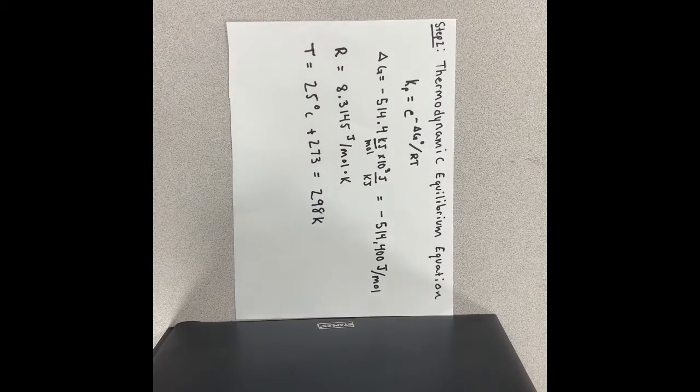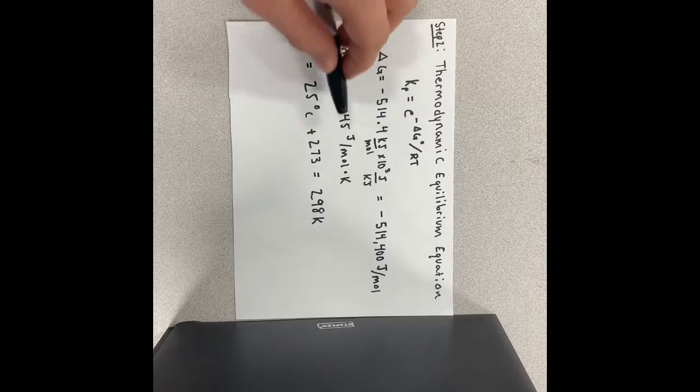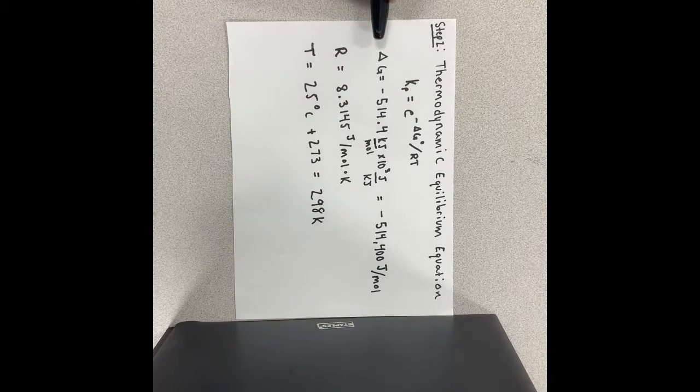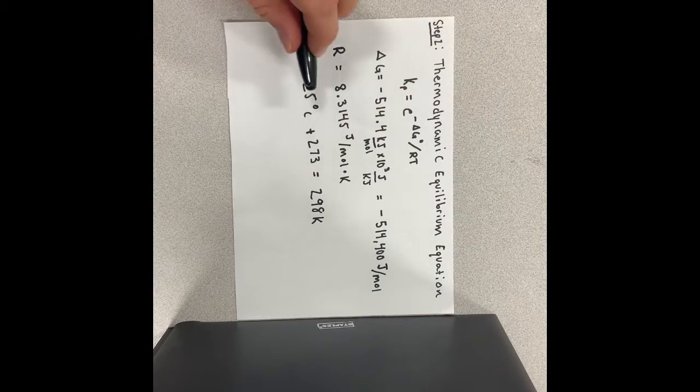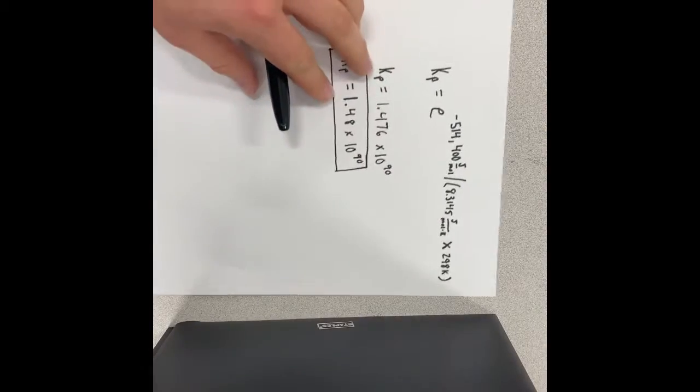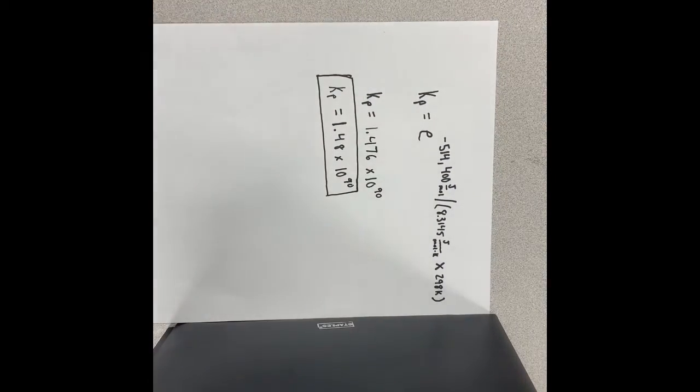Next, I want to use the thermodynamic equilibrium equation to determine our answer. However, before that, we need to make sure all of our units are in unison. In this case, R is in joules and Kelvin. So we have to convert delta G from kilojoules to joules and temperature from degrees Celsius to Kelvin. From there, it's as simple as plugging it right into our calculator and obtaining an answer of 1.48 times 10 to the 90. Again, unitless because all of the units cancel.